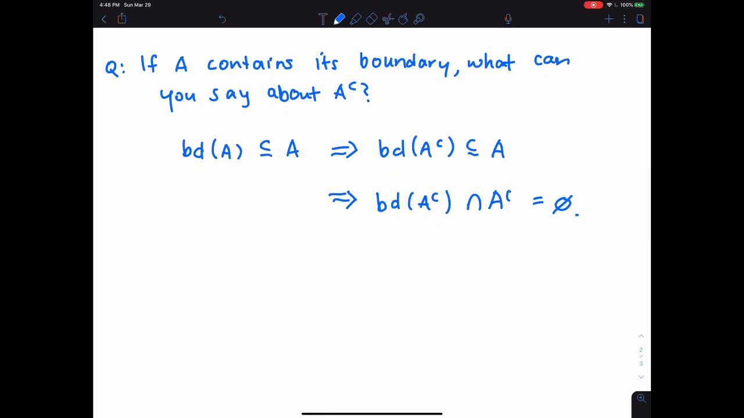So A complement will exclude all of its boundary points.